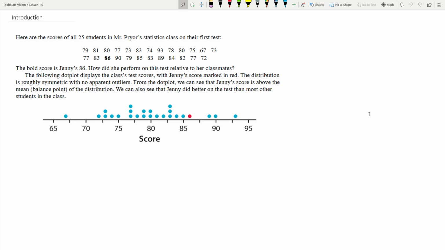The distribution is roughly symmetric with no apparent outliers. From the dot plot, we can see that Jenny's score is above the mean of the distribution. It's above the middle of the distribution. And we can also see that she did better than most students in the class. So what we want to do is, essentially, how do we determine the measure of location? How do we determine how she did relative to other folks? So in this case, we want to find a percentile.